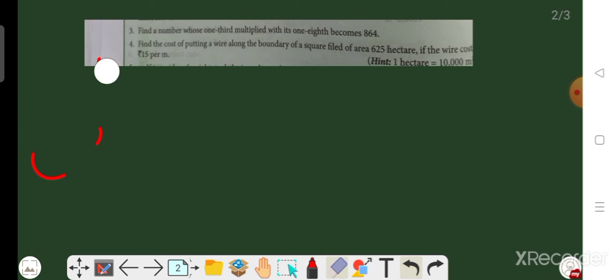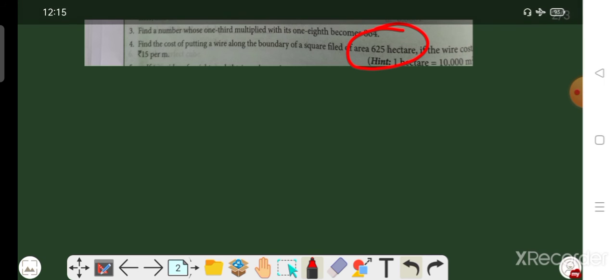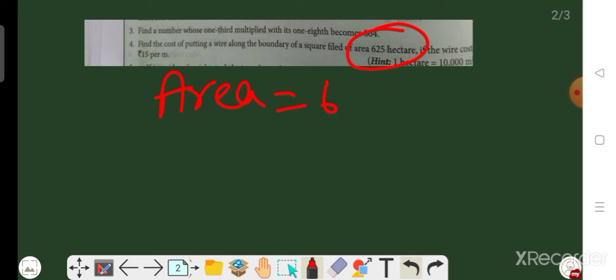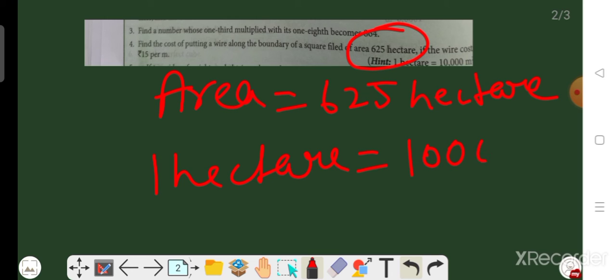Question number 4 is: find the cost of putting a wire along the boundary of a square field of area 625 hectare if the wire cost is 15 rupees per meter. To solve this question, beta, firstly we have to change the given area into meter square, because the area is given in hectare. So area is equal to 625 hectare, and we know that 1 hectare is equal to 10,000 square meter.